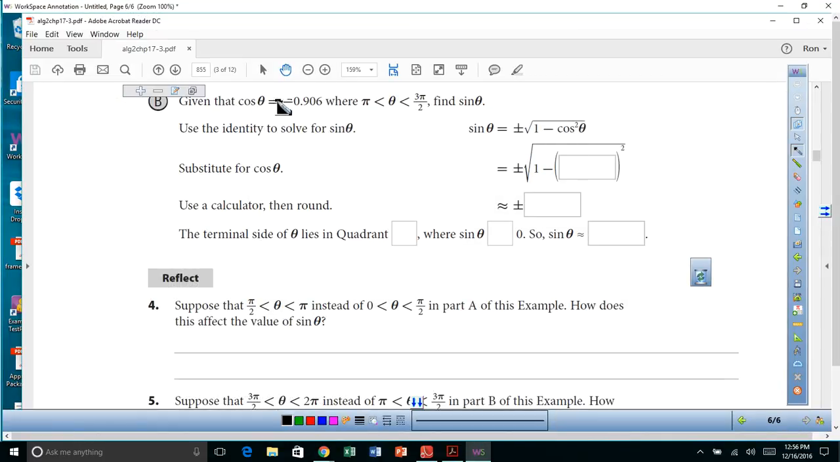Given that cosine theta equals negative 0.906, where pi is less than theta, so that's going to be the third quadrant, right? 1, 2, 3, that's the third quadrant.